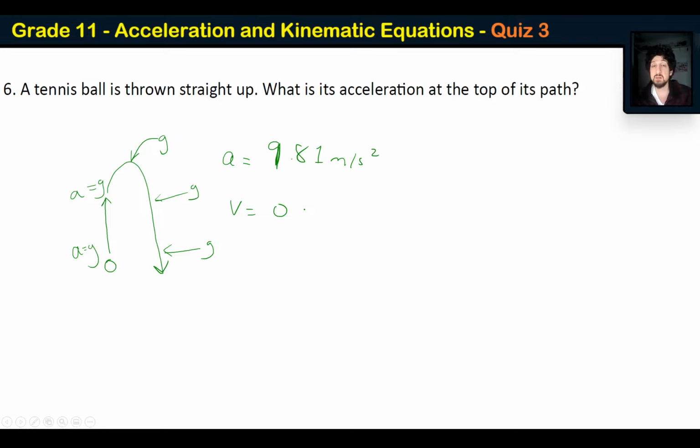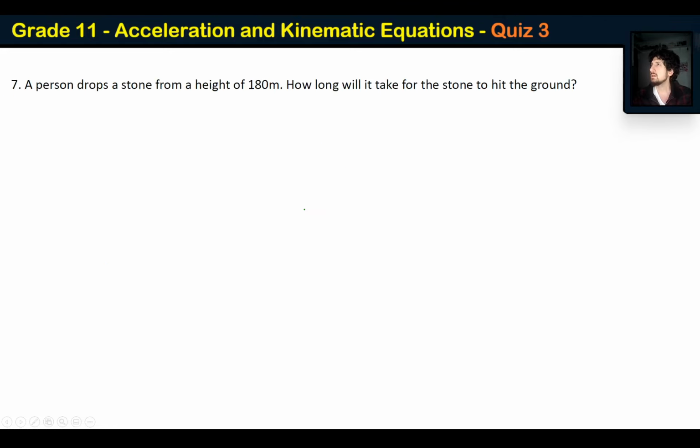So don't be tricked by this question. If it's asking for the acceleration, it's always there. So it's always going to be 9.81. However, the velocity changes. So the velocity in the initial phase is going to be different to the top of the path. And then as it's coming back down, the velocity changes direction. So don't be tricked by that question, okay? Right, next. A person drops a stone from a height of 180 meters. So here we go. So this height here is 180 meters.